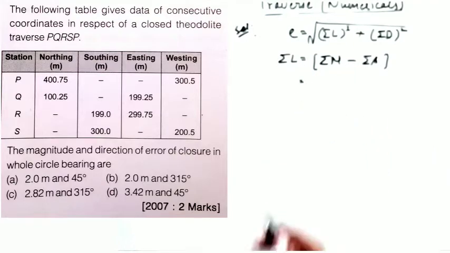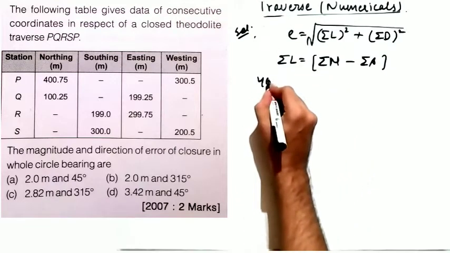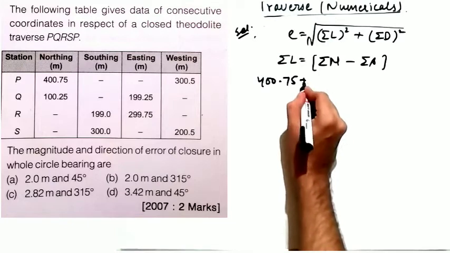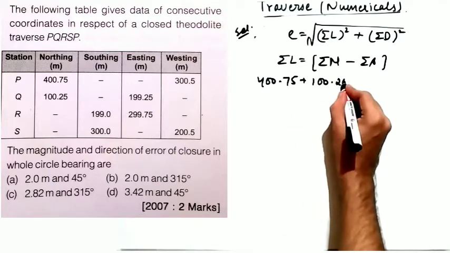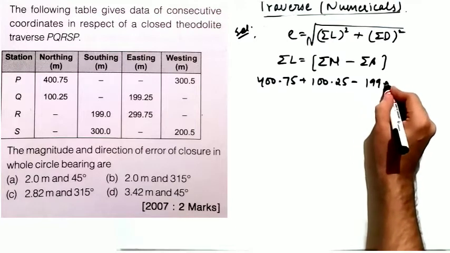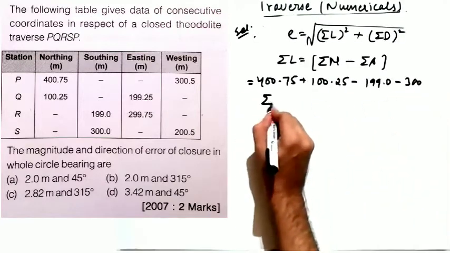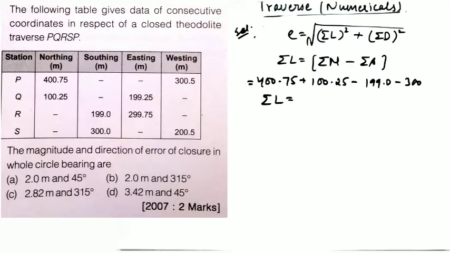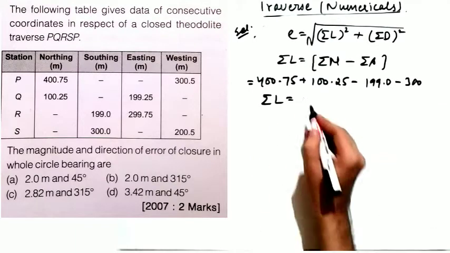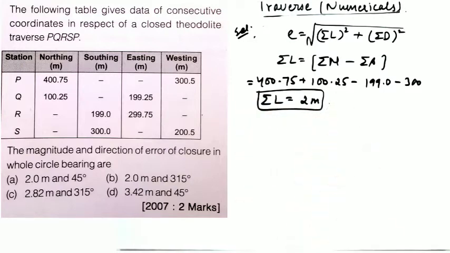So you can add the northings first of all. It is 400.75 plus 100.25, and you can subtract the southings. It is 199.0 minus 300. So you will get sigma L as 2 meters. So this is the error in latitude.